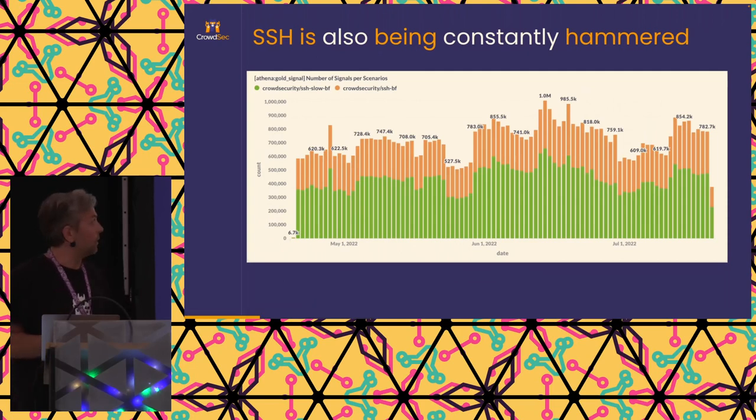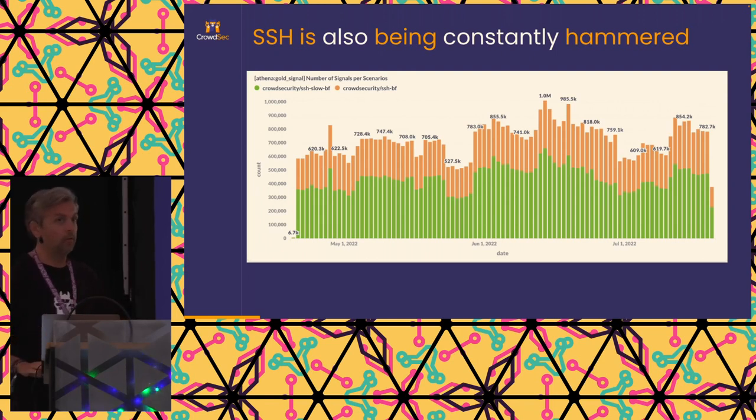And also, it turns out that SSH is constantly being hammered. This is by far the most reported scenario. We get around, as I said, 1.3 million signals every day, and around a million of those are on SSH, either normal brute forcing or slow brute forcing. And we get signals from 5,000 agents and 60,000 bad actors are reported on this.